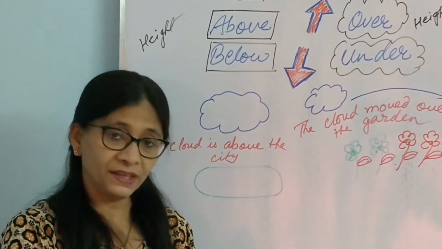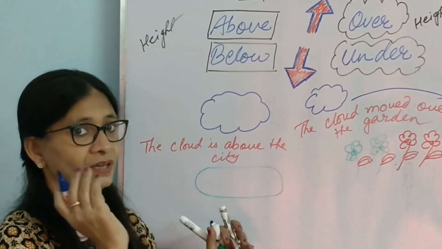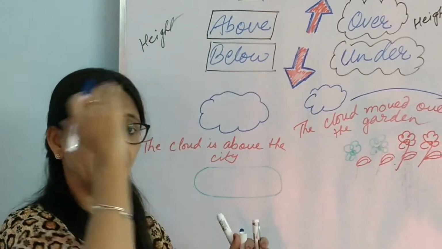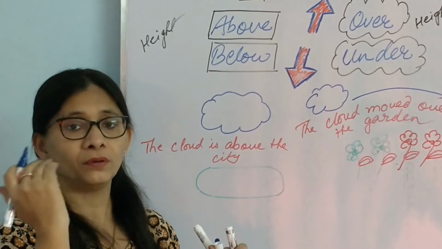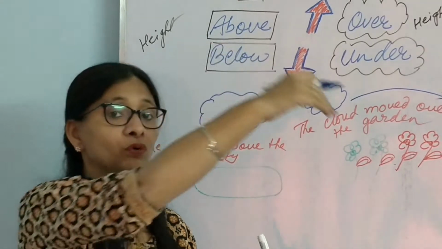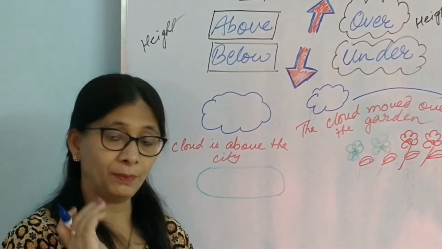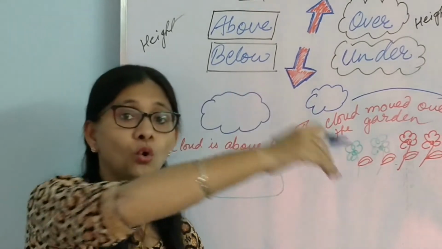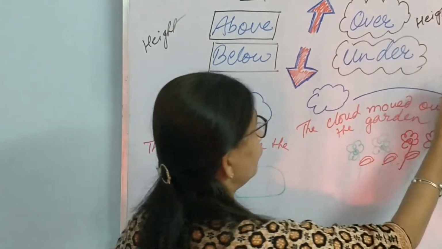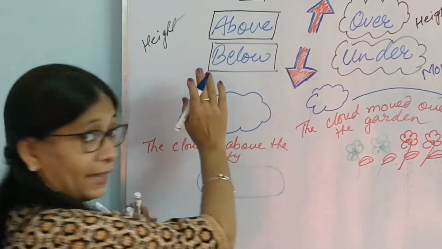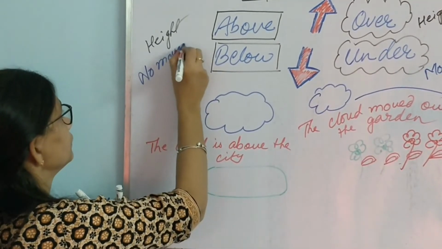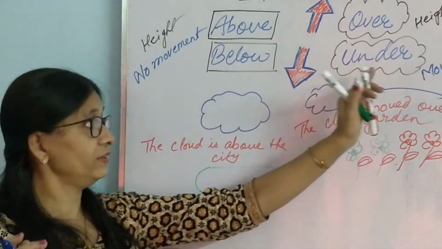So did you get the catch, my dear students? Here there is a sense of movement with over. There is height as well as movement. Things should be moving, like the cloud moved over the garden, or the plane flew over the building. The cat jumped over the fence. So with over, there is movement. With above though, there is no movement. It's kind of lazy. No movement. But with over, there is movement.